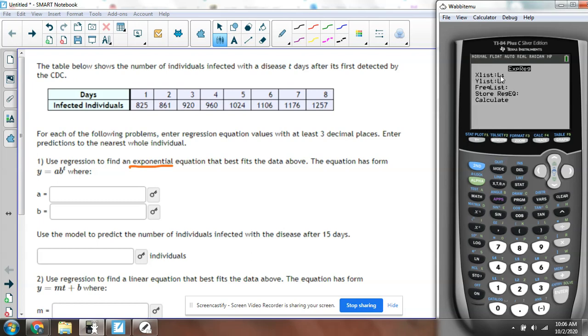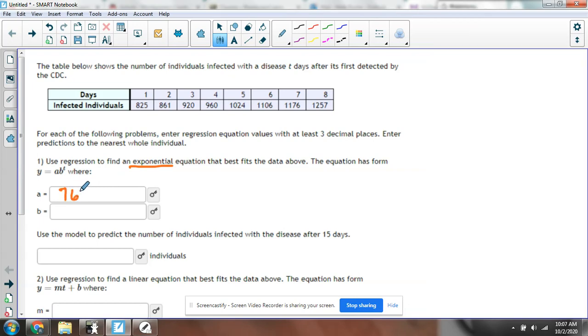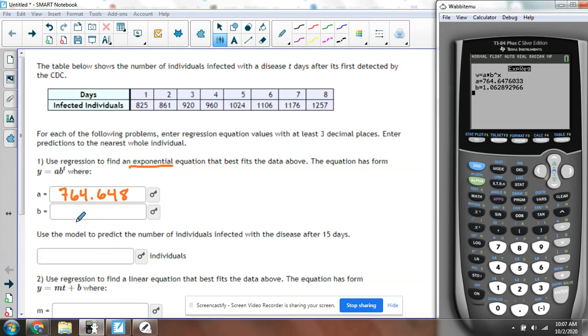So our x values are coming from L1, our y values are coming from L2. We're just going to calculate. We're going to copy this down using 3 decimal places. So it says write the equation y equals a times b to the t. You see that's what this is. Y equals a times b to the x, but x can be the same thing as t. It doesn't matter. So our a value here is 764.648, and our b value is 1.063.